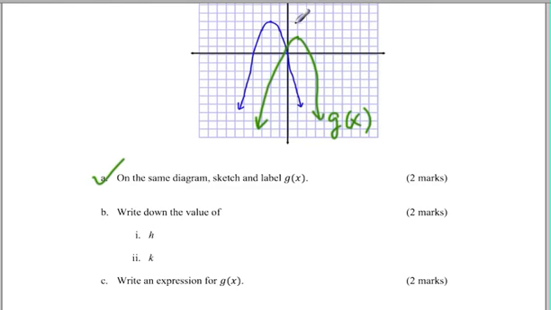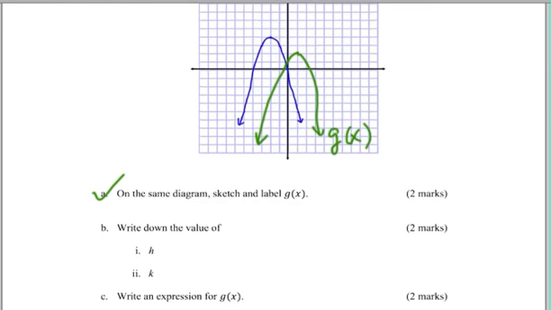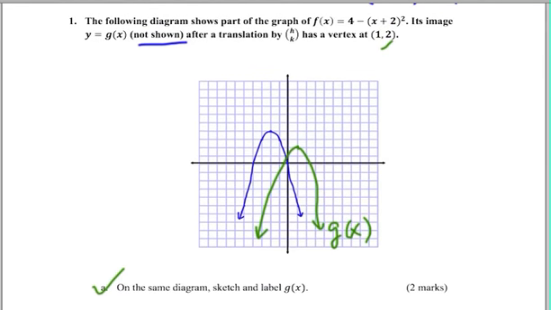Now, second part: write down the value of h and k. h is the horizontal translation, and k is the vertical translation. So this coordinate right here is negative 2, 4, and this coordinate right here is 1, 2. How do I go from here to here? What is the translation? How much do I have to translate it to the right? To go from negative 2 to 1, I have to move it 3. So this value right here is 3.